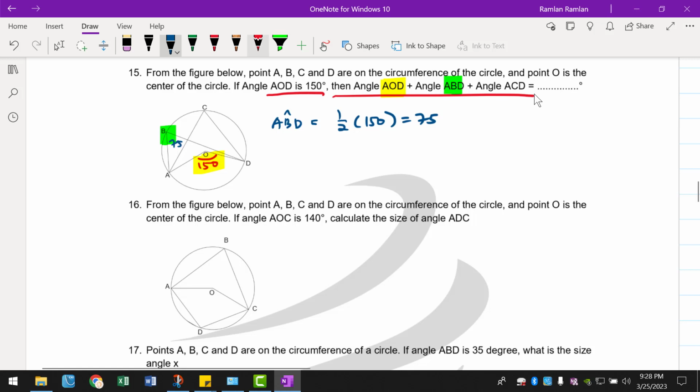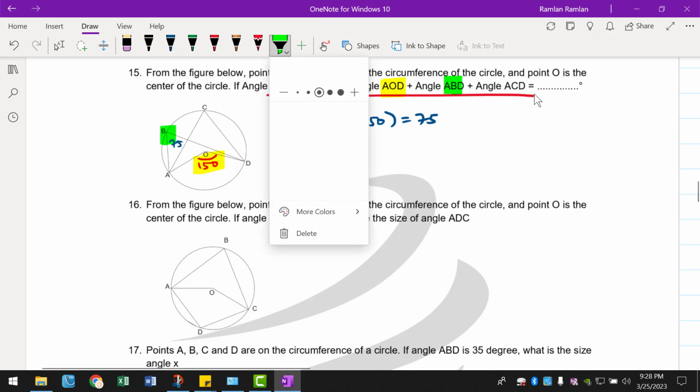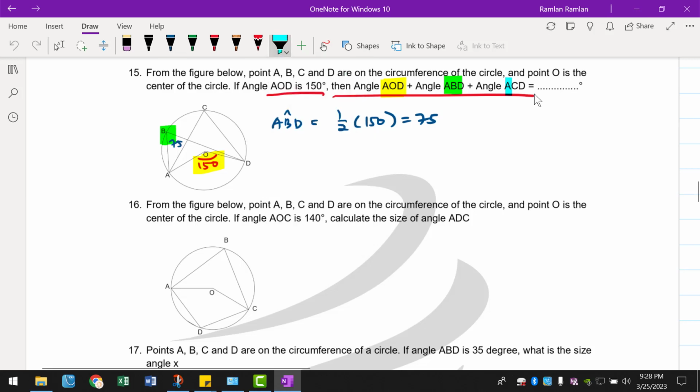And the next one is going to be angle ACD, this one over here. Notice that it is also the same thing. This is also going to be 75 because it is the inscribed angle of this center angle, right? So you can write down that ACD is also half of 150, which equals 75. So the conclusion of this, right?